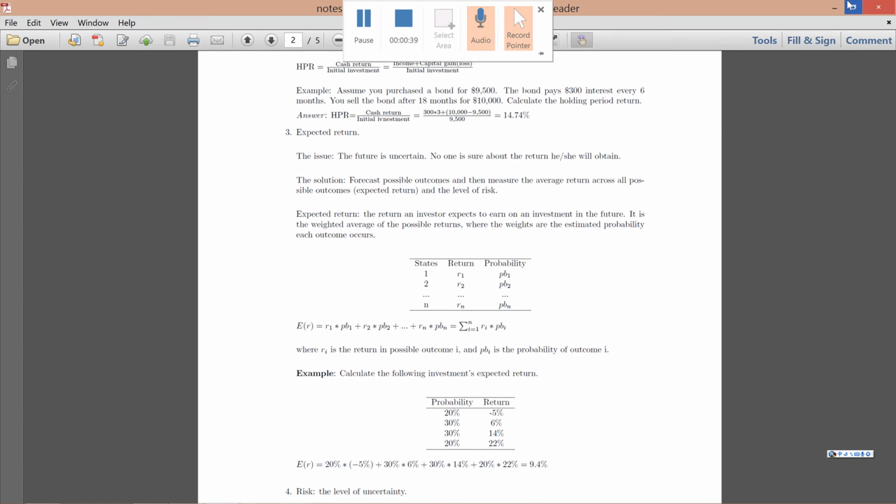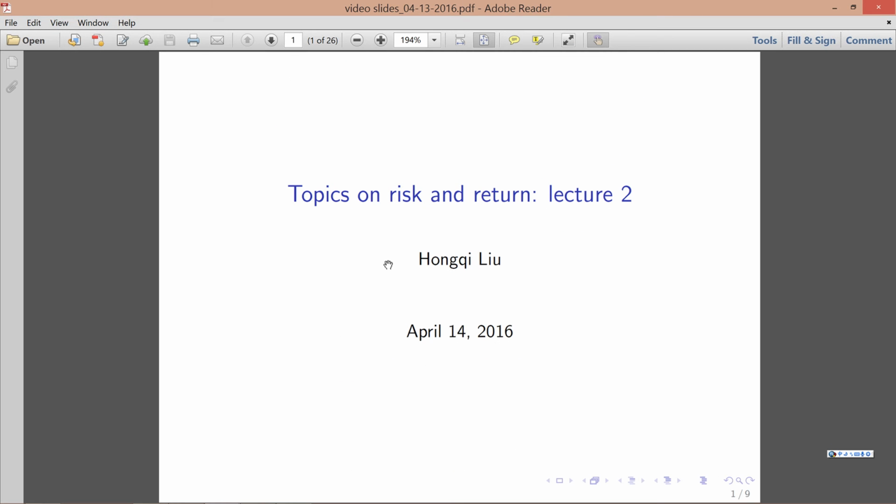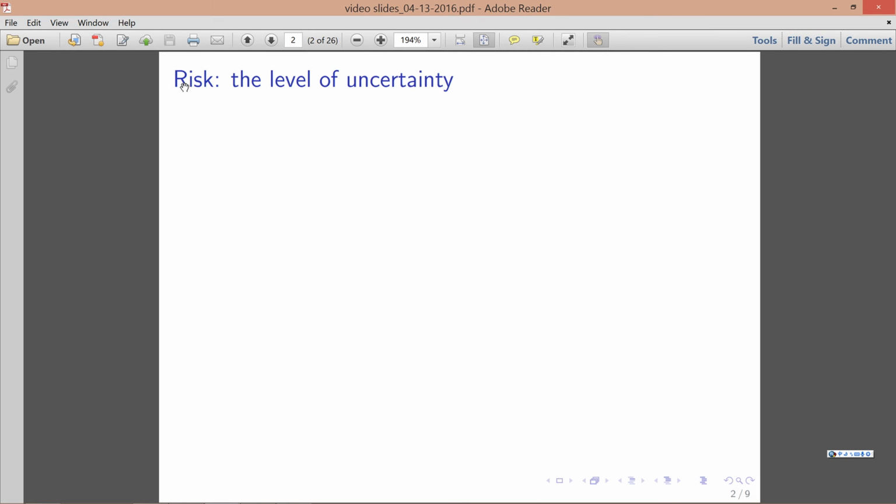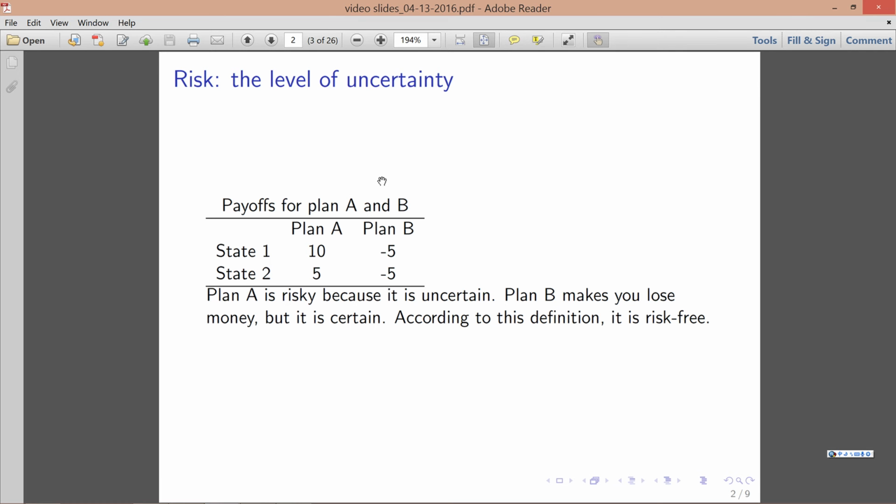After we've learned how to measure the return from an investment, the second thing we want to know before we put our money in any investment is what is the level of the risk. Now, by talking about risk, we really mean the level of uncertainty.